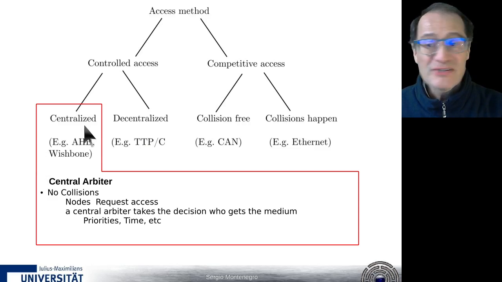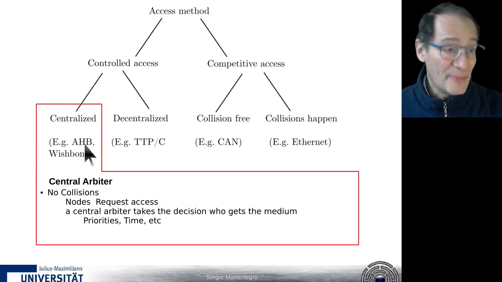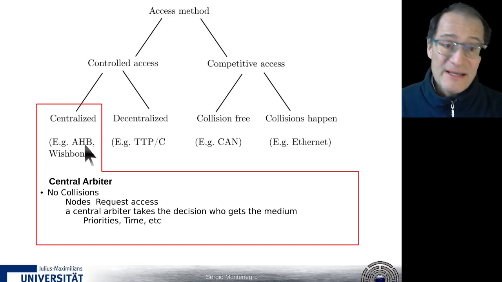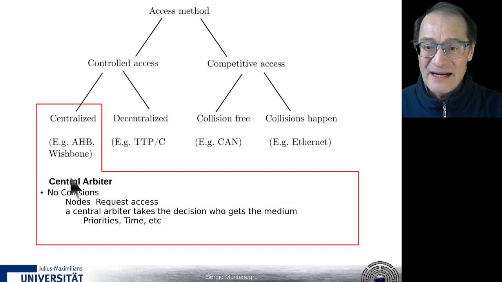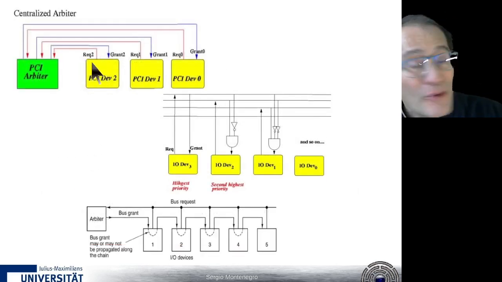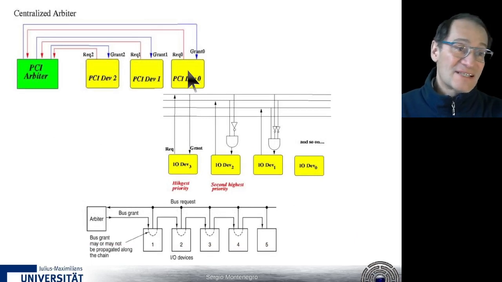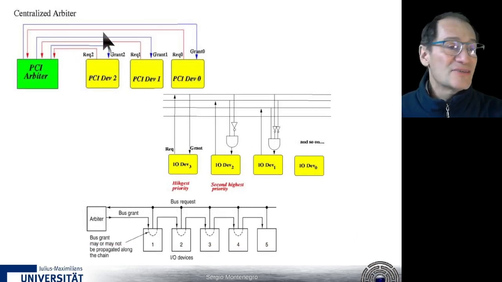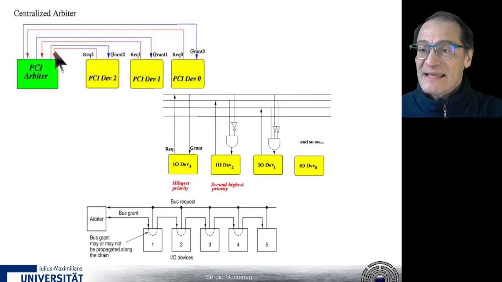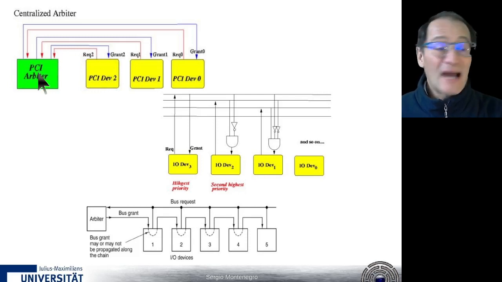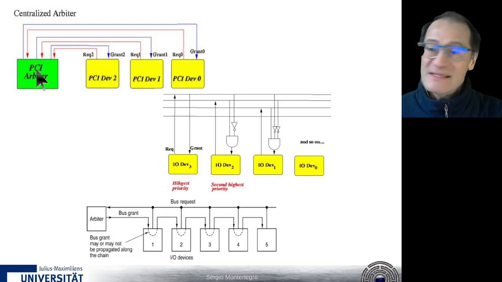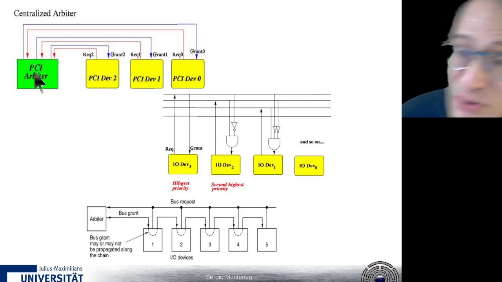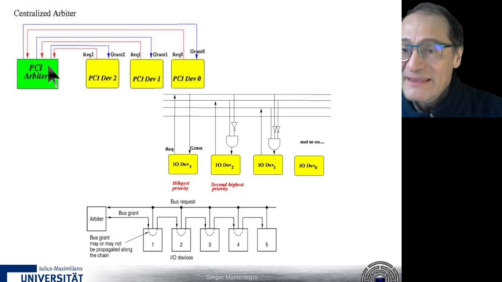Okay, then let's talk about centralized access control. So we have to create time slots and someone is going to say who is going to send. That is a central arbiter. And it works like this. We have different nodes which would like to access the medium. This is not the medium, this is just the request. Everyone can send a request to the arbiter, and the arbiter knows if someone is using the bus or not, and then it will take the decision who may access the bus or the medium. And this is the grant.